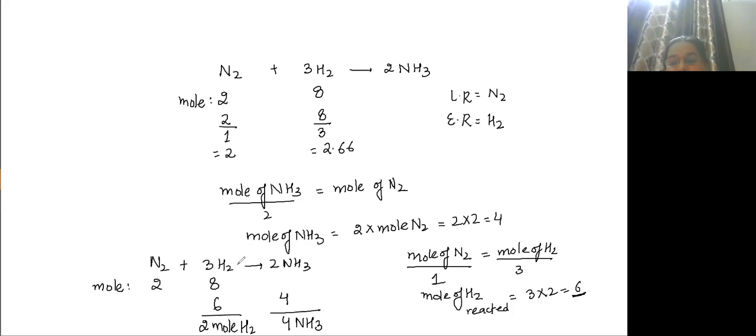Now if moles of H2 reacted is 6, what is the moles that remained? H2 remaining moles will be, total there are 8 moles. Out of 8, only 6 moles of hydrogen are reacting with N2. Total moles of hydrogen is 8 and only 6 moles are reacting, so remaining will be 2. Is this clear?